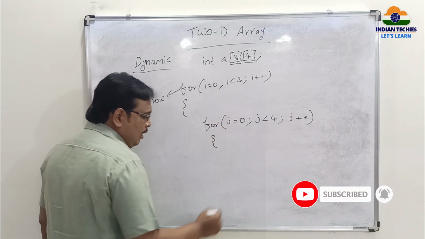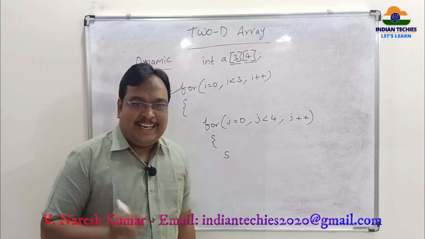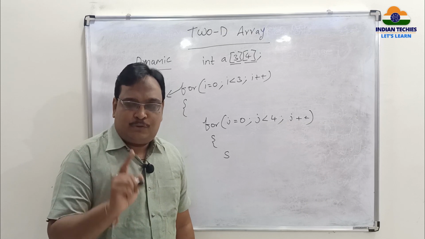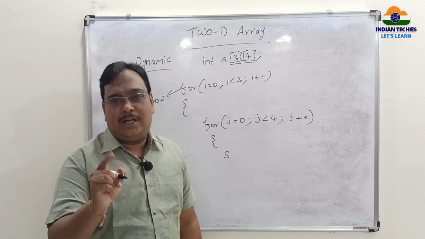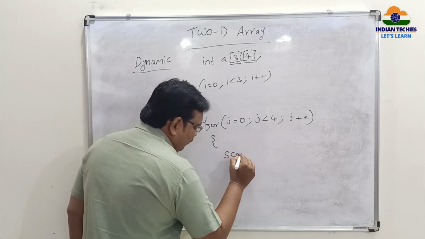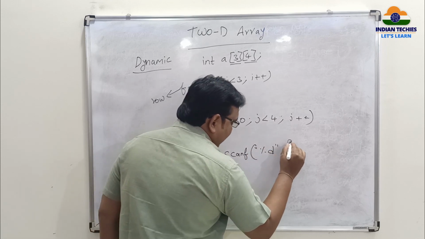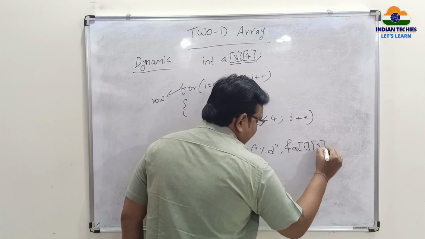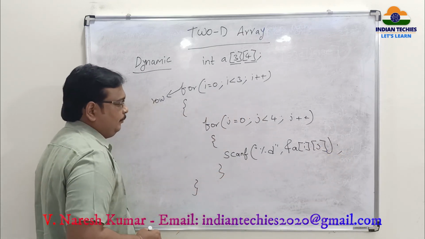Inside this for loop, now you take input. Because if you want to take input for one value, a variable of a two-dimensional array is a combination of row number and column number. Now scanf("%d", &a[i][j]). Close this for, close this for.